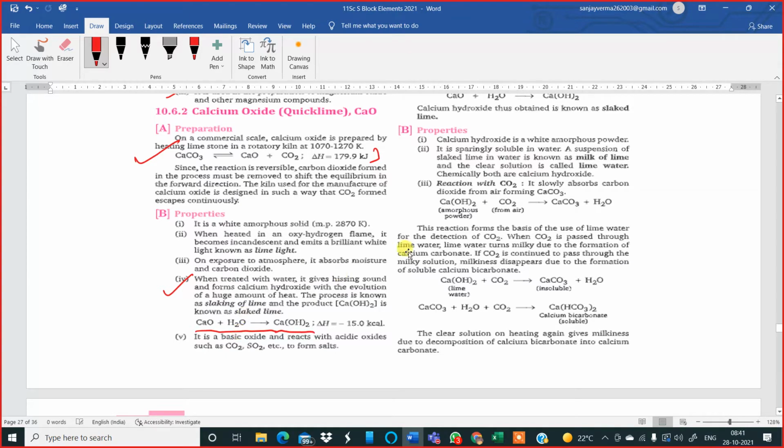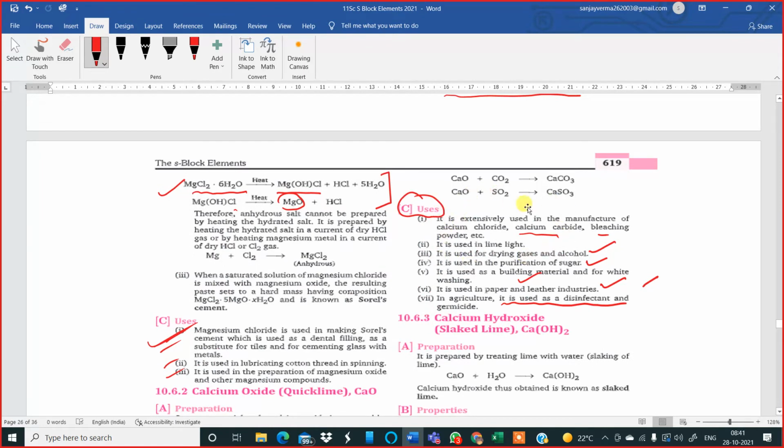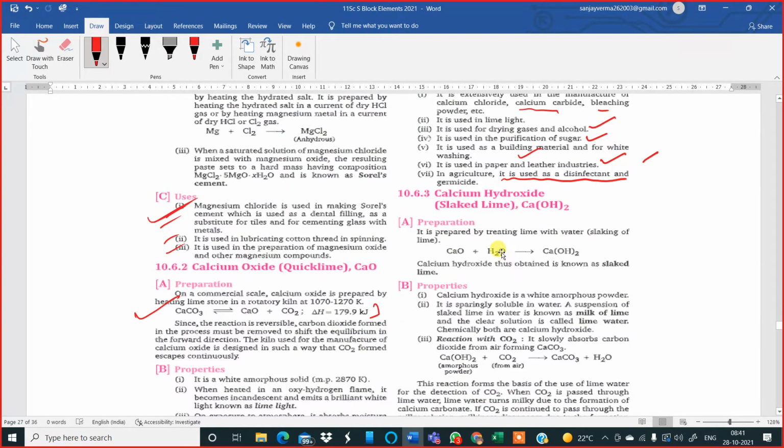Then uses I already discussed over here. It was not for magnesium chloride hexahydrate. This is the uses for calcium oxide. Now after that, the next one which is there in the syllabus is calcium hydroxide, which is also called slaked lime. Preparation of calcium hydroxide from calcium oxide. Only the equation over here. It is prepared by treating calcium oxide with water, slaking of lime. This process is called slaking of lime.